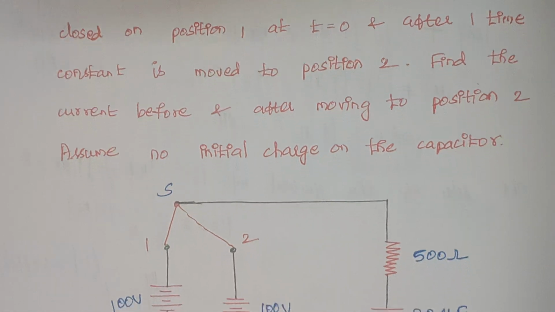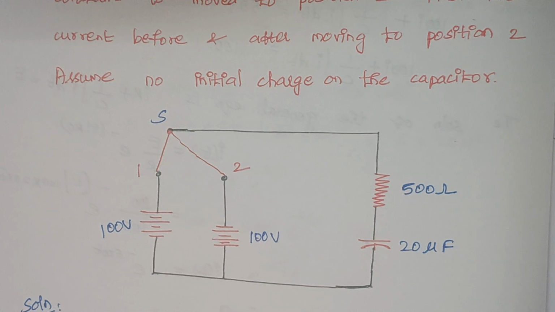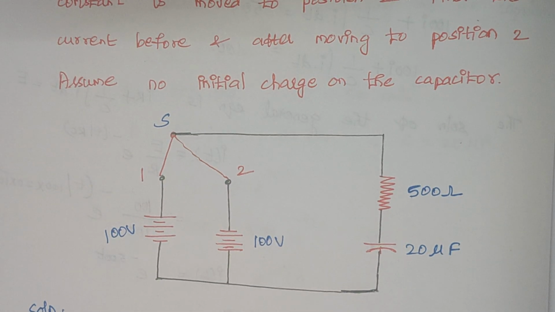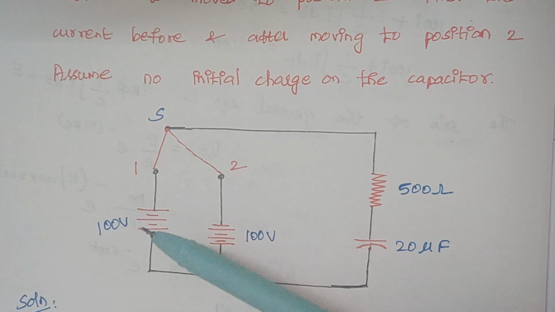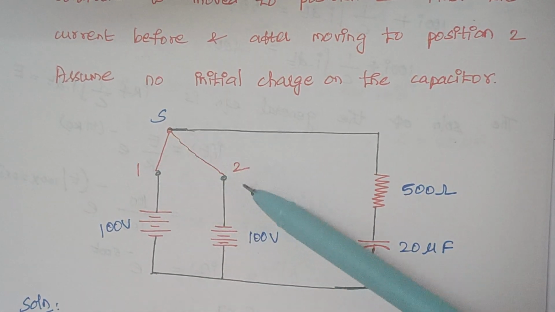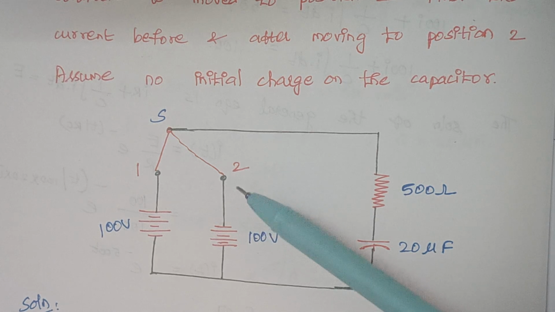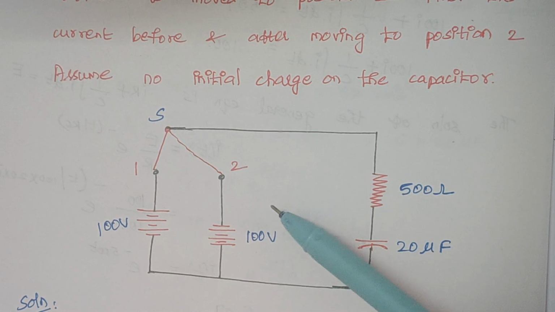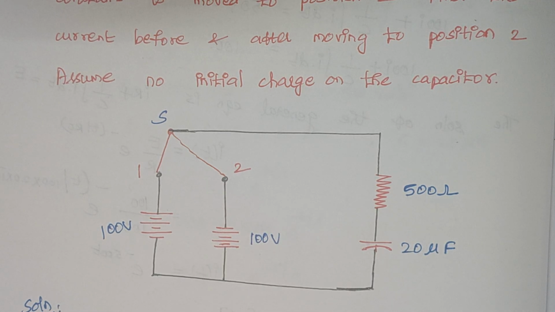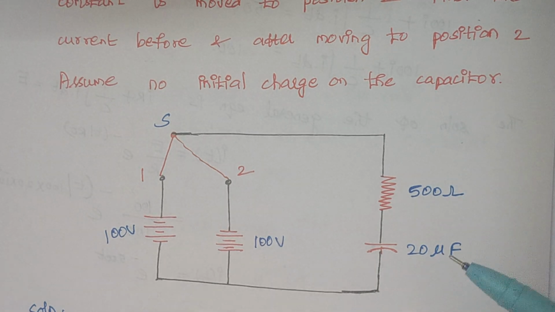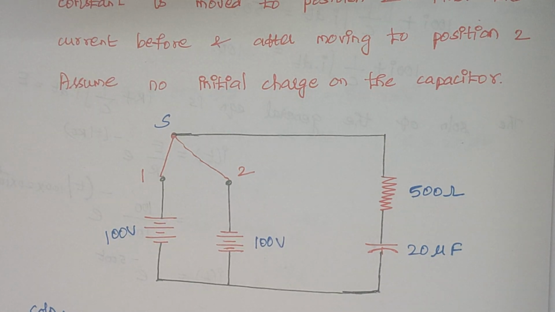So here this is the given circuit diagram, right? Initially the switch is in position 1 and after one time constant the switch is moved to position 2. In this case we are expected to calculate the current before moving to position 2 and after moving to position 2. And there is no initial charge on the capacitor, therefore there is no initial voltage, right?